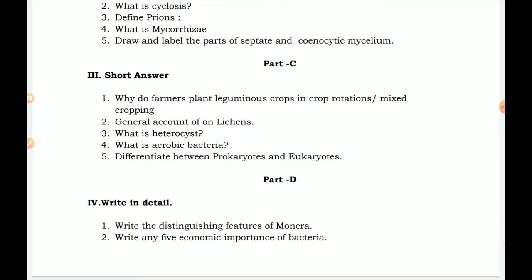Part C, that is 3 mark questions. Why do farmers plant leguminous crops in crop rotation and also in mixed cropping? General account of lichen. What is heterocyst? What is aerobic bacteria? Differentiate between prokaryotes and eukaryotes.